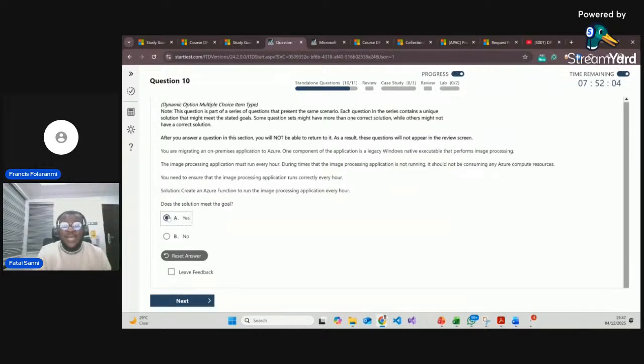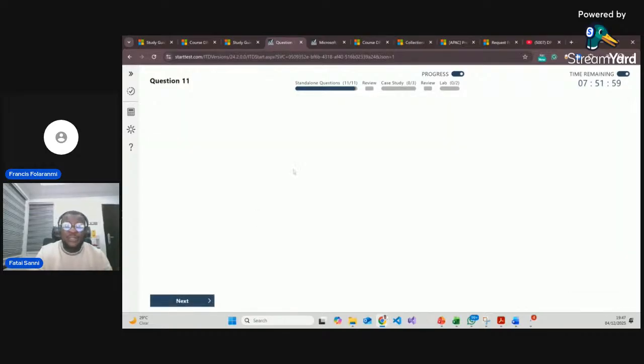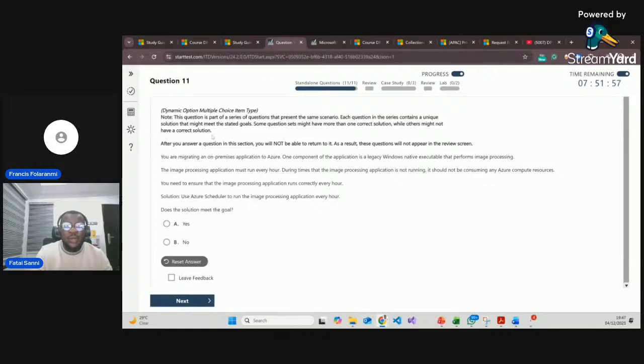Creating an Azure function, run image. I'm not going to spend time on it because I don't want us to overly blow this, but again, these are multiple scenario questions. Please remember that in these multiple scenario questions, you often cannot go back. Especially for these questions, if you've selected an answer here, most times you can't go back to those scenarios. Please be mindful of that. You can see that there's no back button here.